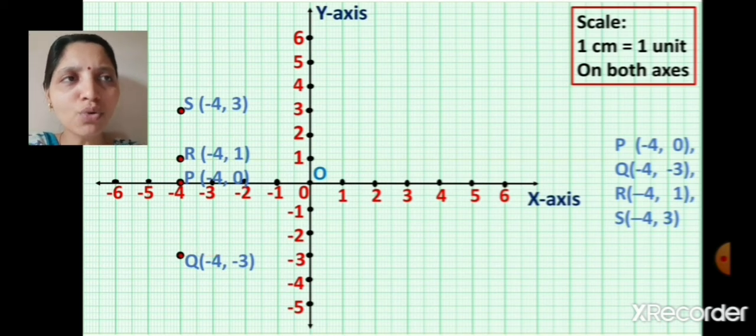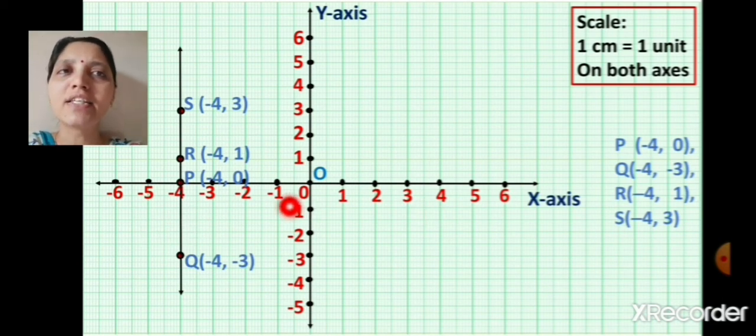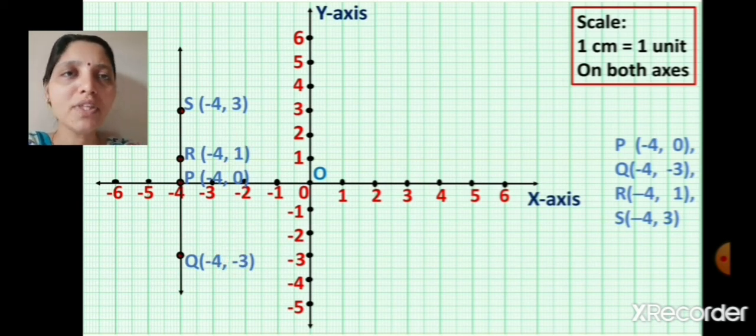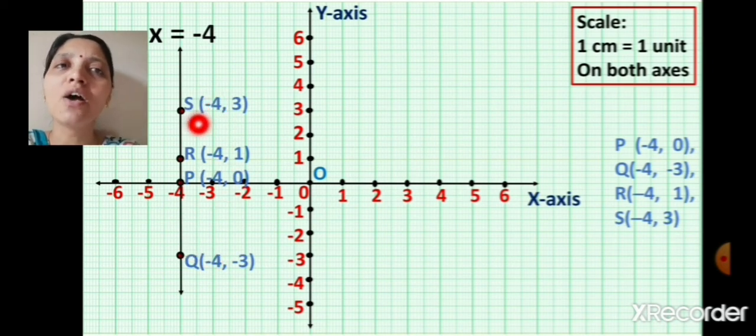Now what do we have to do? We have to draw a line passing through all these points. So what do you get here? Yes, this line is parallel to the y-axis and all these points are collinear. That means they are on the same line. So what will be the equation for this line? Yes, x is equal to -4 because the x coordinate of these points is constant, that is -4.